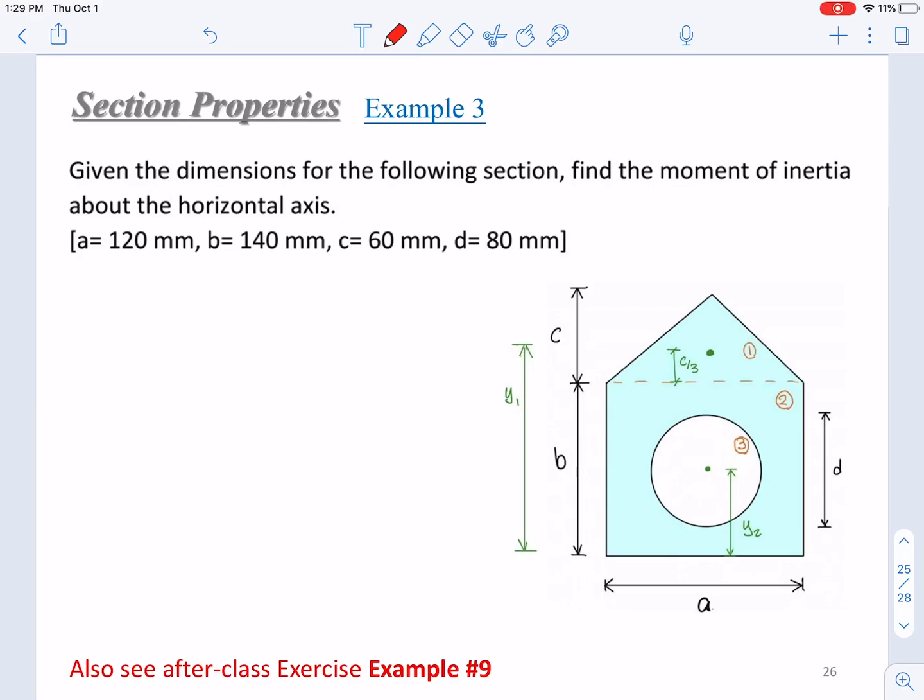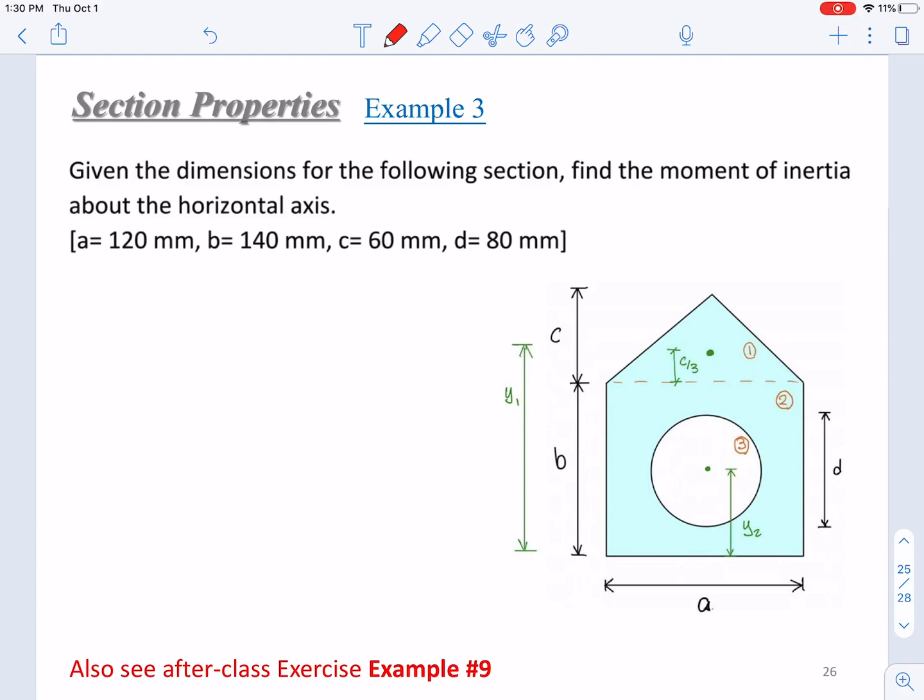This is a special example involving negative area. Okay, let's demonstrate how to consider negative areas. Given the dimensions of the following section, find the moment of inertia about the horizontal axis. This is not a practical shape of beam, but we're just doing some exercise, like considering how to determine the moment of inertia and determining the centroid. Right.